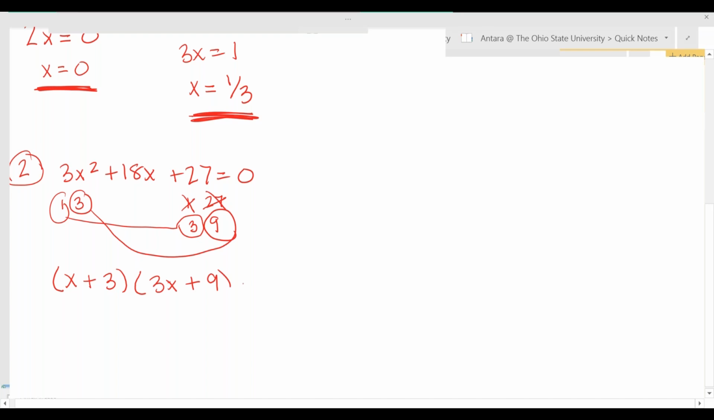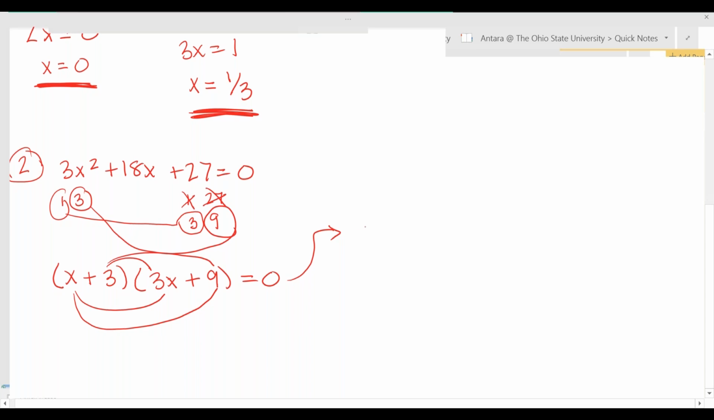plus 9 equals 0. Now, just to check that we're doing this factoring right, we can FOIL this. We have 3x squared, that's the first. Then we have the outside plus 9x, the inside 3 times 3x, that's plus 9x. And then we have the last numbers, 3 times 9, that's 27. And that simplifies into what we had before we started. So now we know that we did factor correctly.